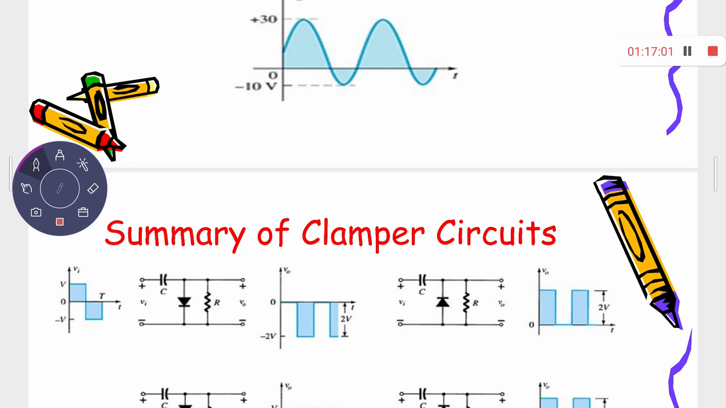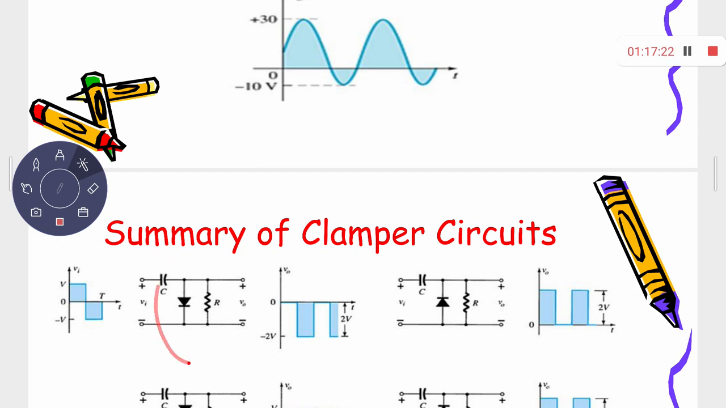Yeah. First we consider this circuit. Input is the same, plus V to minus V. It's not sinusoidal, it's a square wave. Right, plus V and minus V. And let us assume the diodes are ideal diodes.